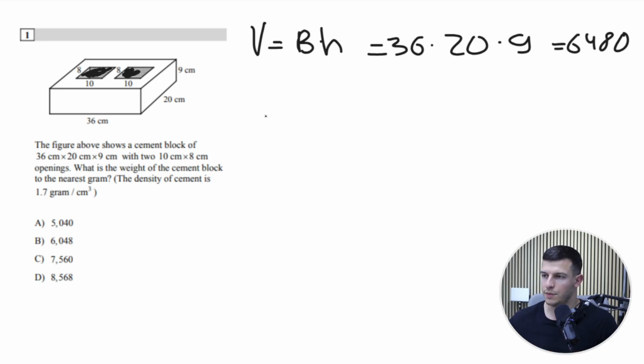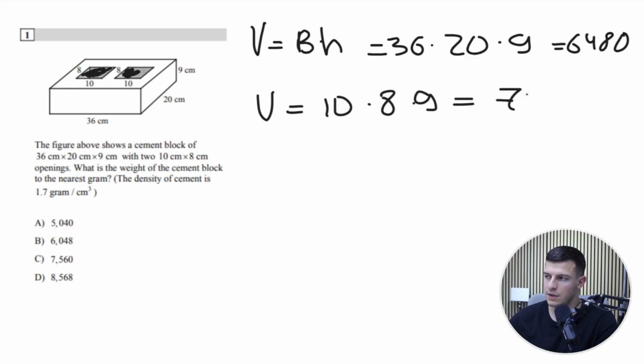Now we don't have the total, we have 2 pieces missing. So what are those 2 pieces? They're equal to each other. We can see from the measurements that we have, 10 by 8. That's the rectangle part, the base and the top, but the height is still the same as the cement block, which is 9. So the volume of one of them is going to be 10 times 8 times 9, which is 720, right? 2 of them will be 2V, so 2 times 720.